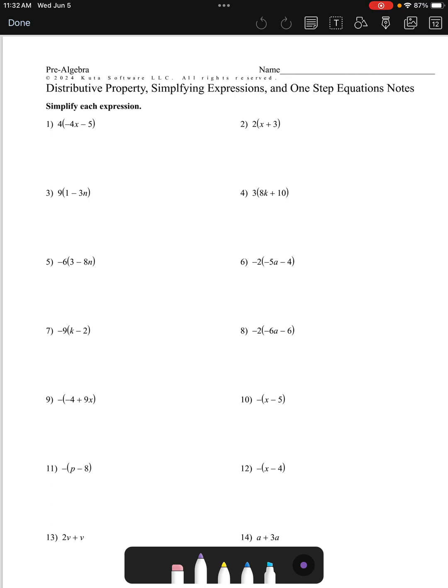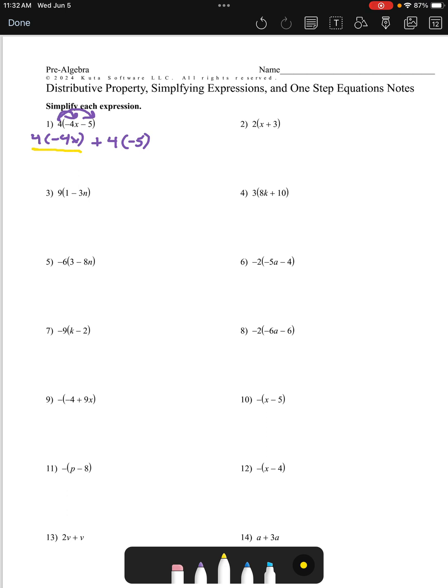This first example is asking us to multiply 4 with the quantity of negative 4x minus 5. The way we do that is by taking the 4 and multiplying it both to the negative 4x and to the minus 5. So what does that look like? Well, that's basically saying we're going to take 4 times negative 4x, and we're going to take 4 times negative 5. This now requires us to use our integer rules for multiplication.